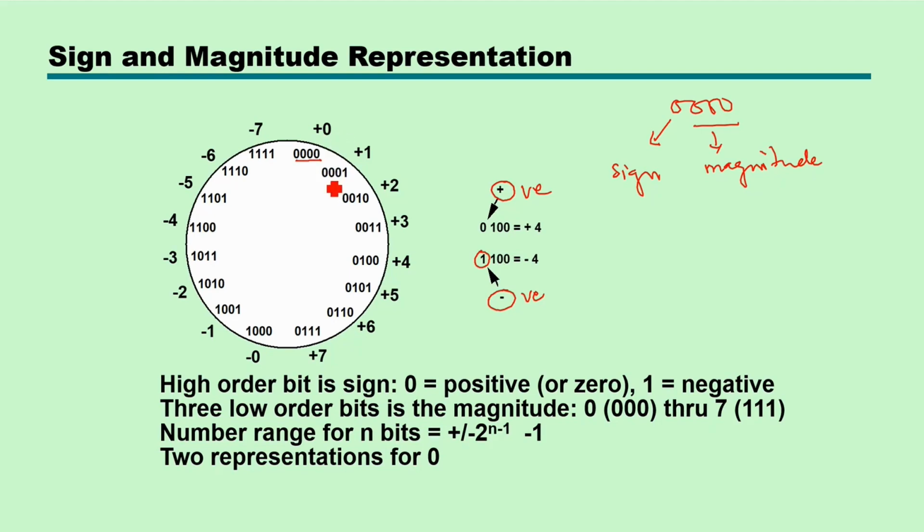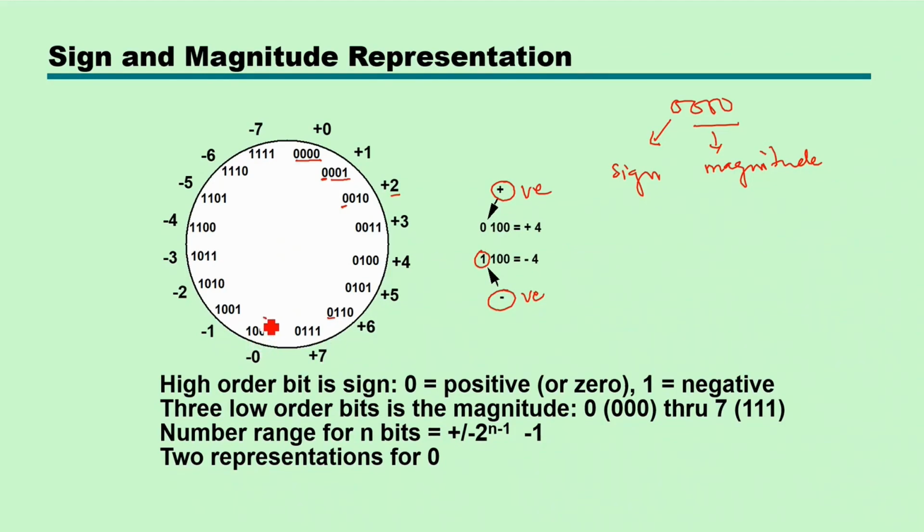Next, 0 indicates a positive number, and these 3 bits 001 indicate binary 1, so in decimal it is plus 1. Similarly, 0 is there, so it is a positive number, and 010 is nothing but 2. Similarly, if it is 0110, 110 is equivalent to decimal 6, so plus 6. Similarly, we can consider 7.